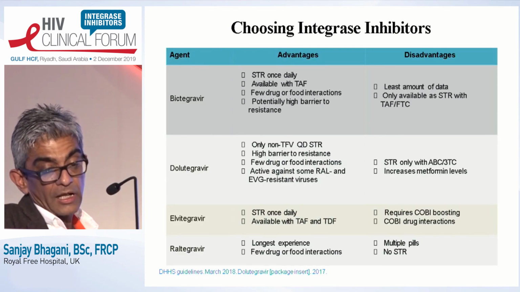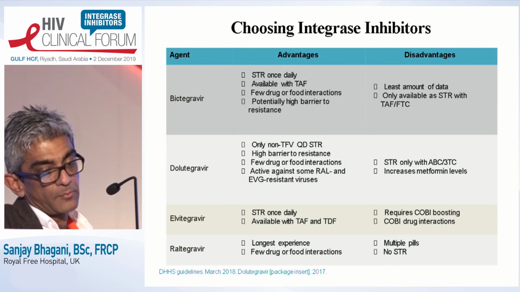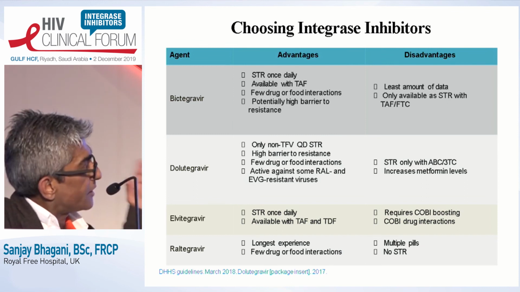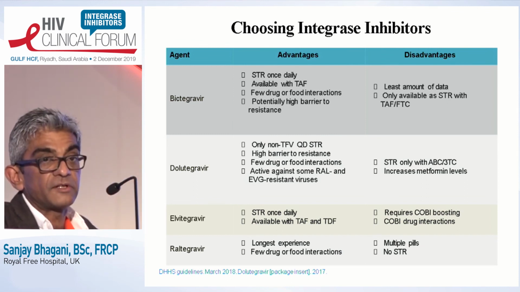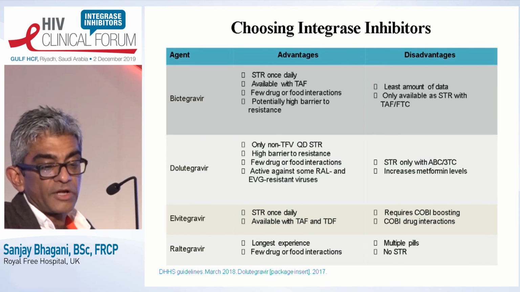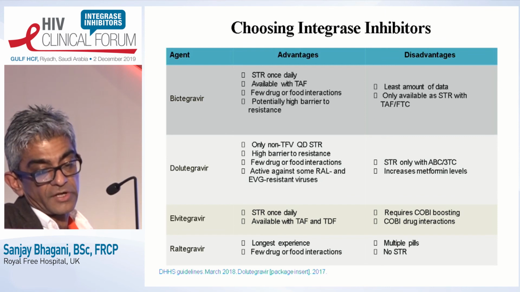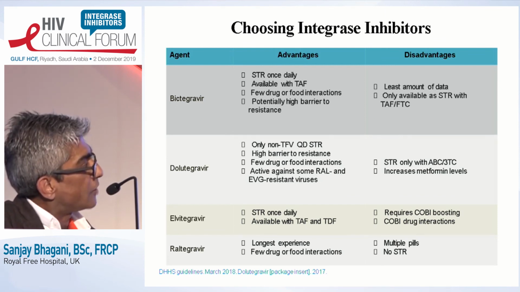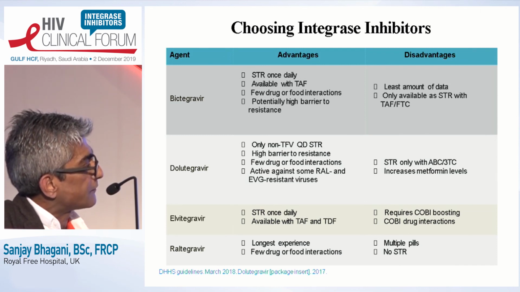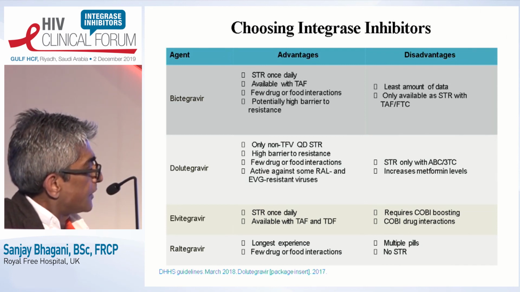So how do you choose between your integrases? This is a summary of what we've just said. So bictegravir is only available as a single tablet regimen combined with TAF and FTC, has few drug and food interactions and a potentially high barrier to resistance, but there is the least amount of safety data on bictegravir at the moment. Dolutegravir, elvitegravir, and raltegravir have a lot of data around.